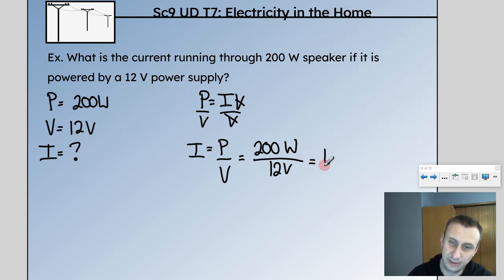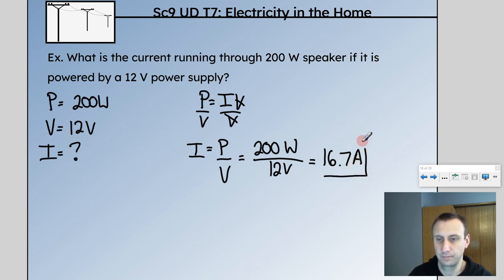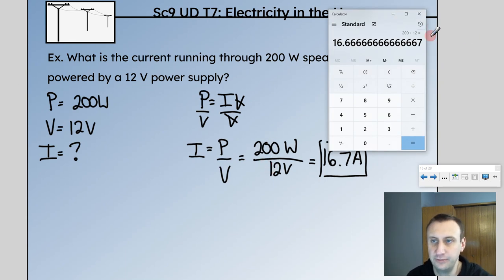Okay, so I have an answer of 16.7 amps. So all I did is I put 200 divided by 12 into my calculator, and I got 16.7 amps there.